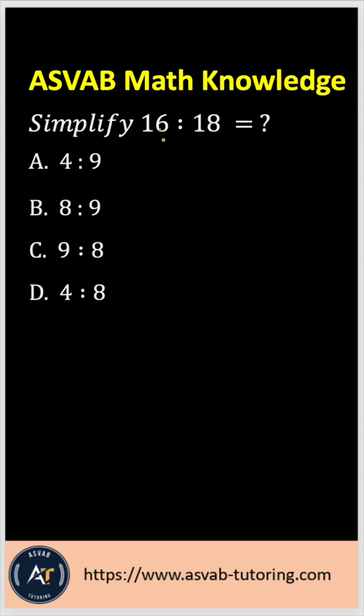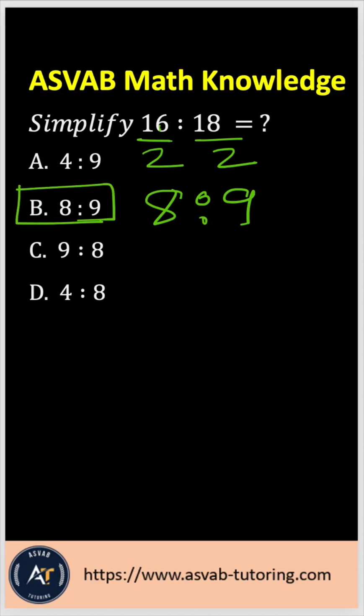If you want to simplify a ratio, you have to divide both by the same number, okay? You could always start with the lowest number, like starting with 2 and then go 3, then 4, and then 5, until you get the lowest term. In this case, both of them are even numbers, so you could easily divide by 2. 16 divided by 2 is 8, 18 divided by 2 is 9. There is no other number you could divide 8 and 9 by. So that is the correct answer, option B.